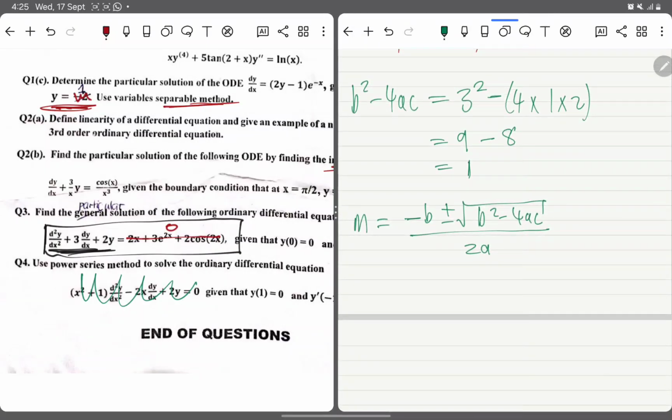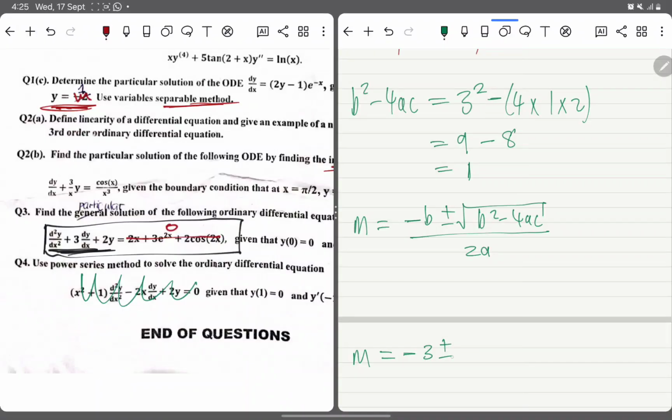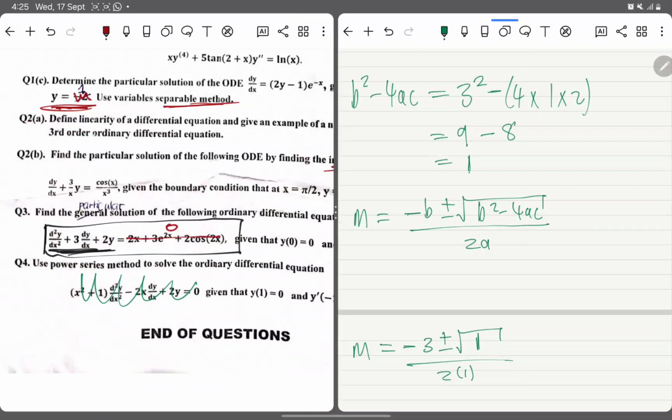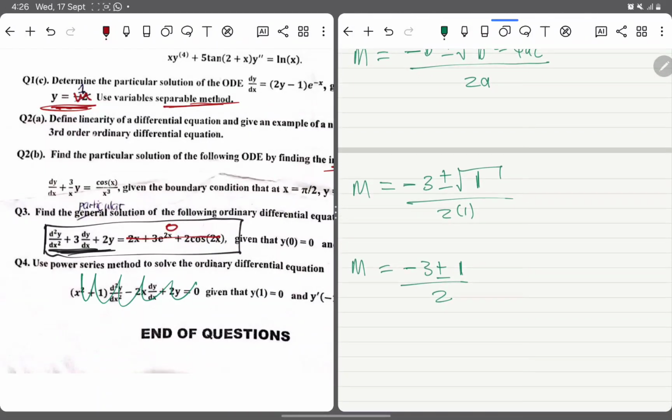So here m will be equal to negative, what is our b? 3. So it's negative 3 plus or minus the square root of b squared minus 4ac. We got it as 1, all over 2a, which is 2 by 1. So we can now get our 2 values for m. M will be equal to minus 3 plus or minus the square root of 1, which is just 1, all over 2. So the first m will be equal to minus 3 plus 1 over 2, or the other m is equal to minus 3 minus 1 over 2.